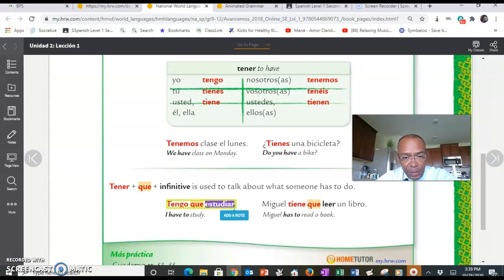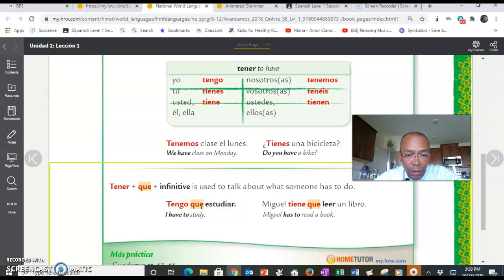So what happens to the second verb in this rule? The second verb, according to this rule, you leave it the same way. You don't do anything to it. You leave it like that. The first verb, you change, conjugate. The second verb, you leave it alone, the way it is. Now, in this case, to express things that you have to do, the que without the accent means to. Sometimes que means that, but in this case means to. Tengo que estudiar. I have to study.